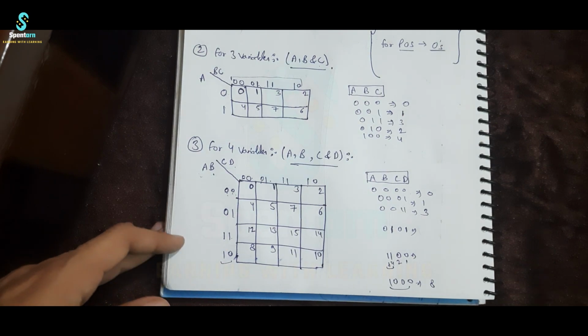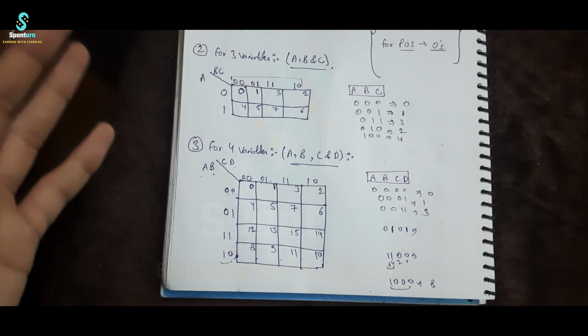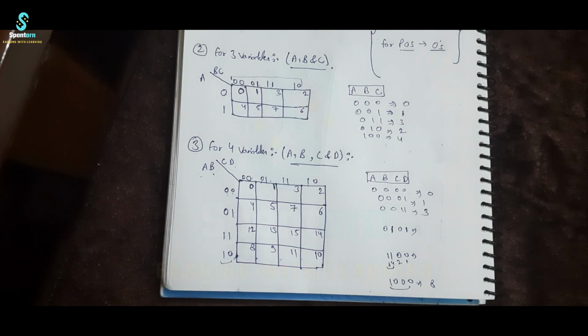So I hope it is clear to you. Generally, the questions are asked from the 4 variables. Similarly, we can use 5 variables and 6 variables by using these same concepts. Okay, so let's move ahead to numericals of the K-map.